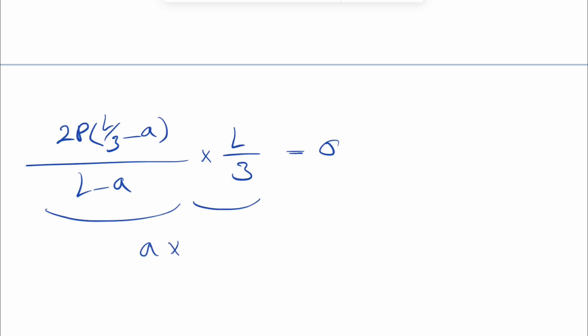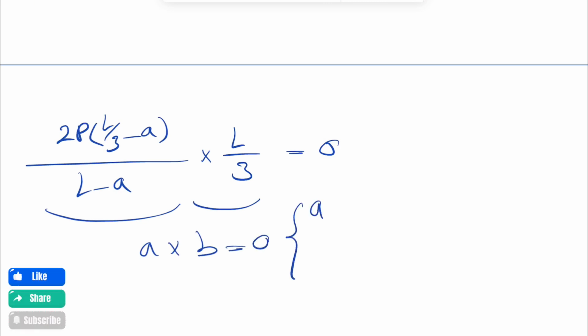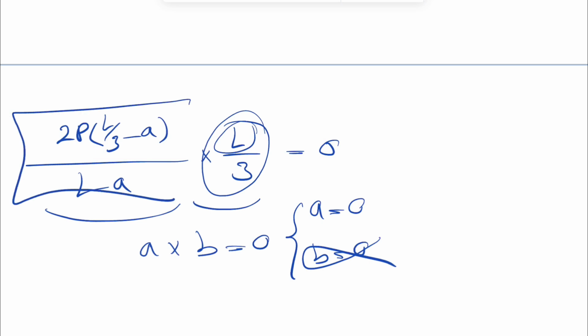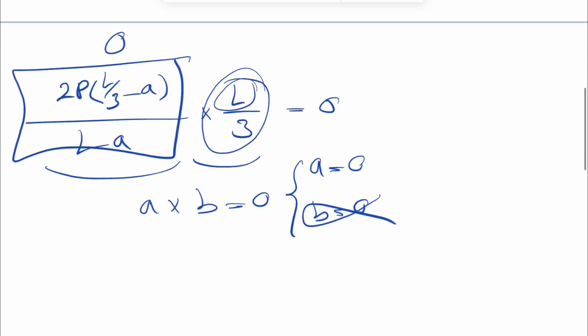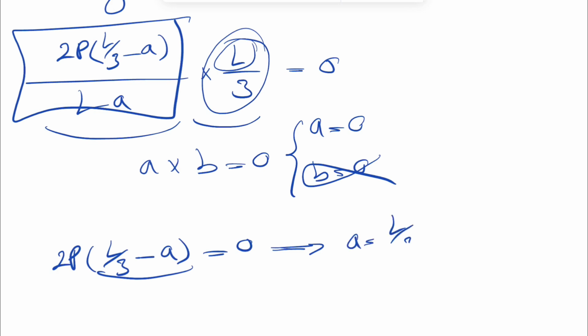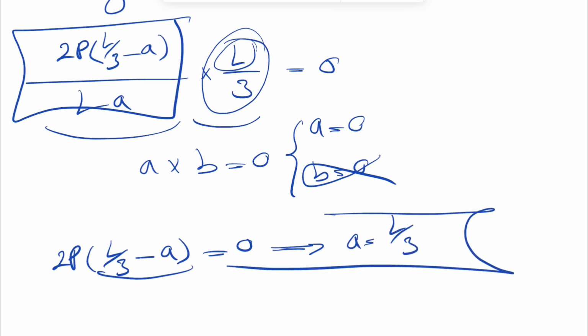And we have A times B equals 0, which means A can be 0 or B can be 0. We know this part, which is our B, cannot be 0 because the length of the beam cannot be 0. So that does not work, which means this part has to be equal to 0, or 2P times 1/3 of L minus A has to be 0. Again, the force is not 0. This part has to be 0. So our A is equal to 1/3 of L. And that's going to be the final answer for this question.